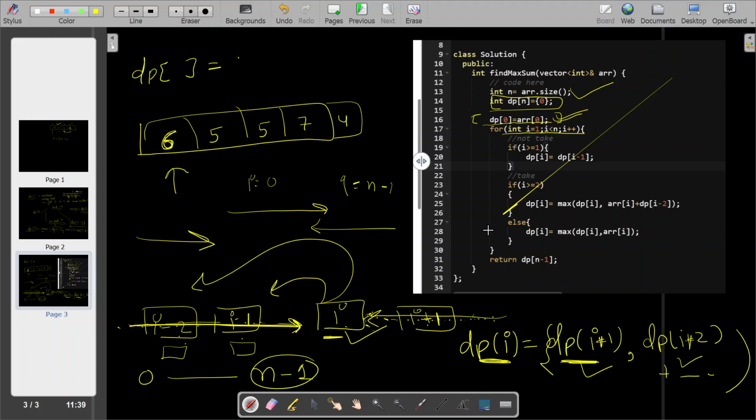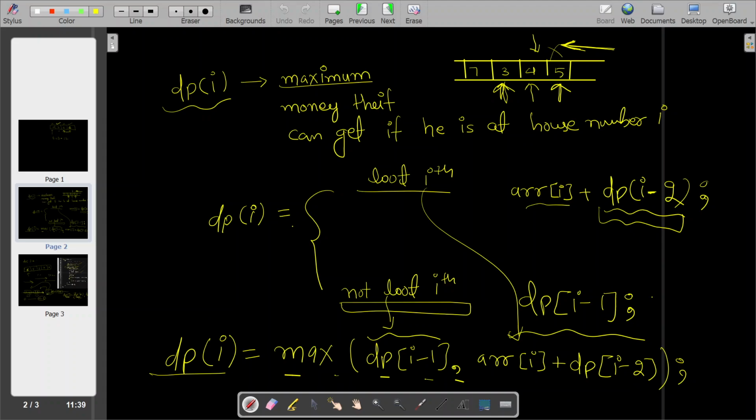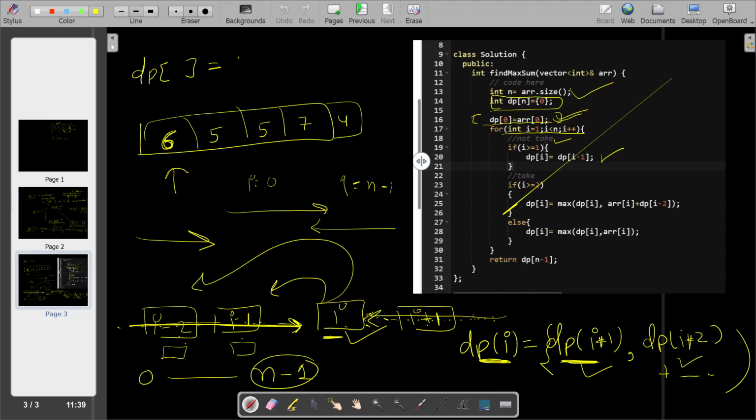So first case, if we don't take the value, then what comes? If we don't select the value, this is nothing but dp of i minus 1, as we discussed here. If you do not loot, it will be dp of i. Okay, this part is clear. If you don't take it, dp of i is equal to dp of i minus 1.